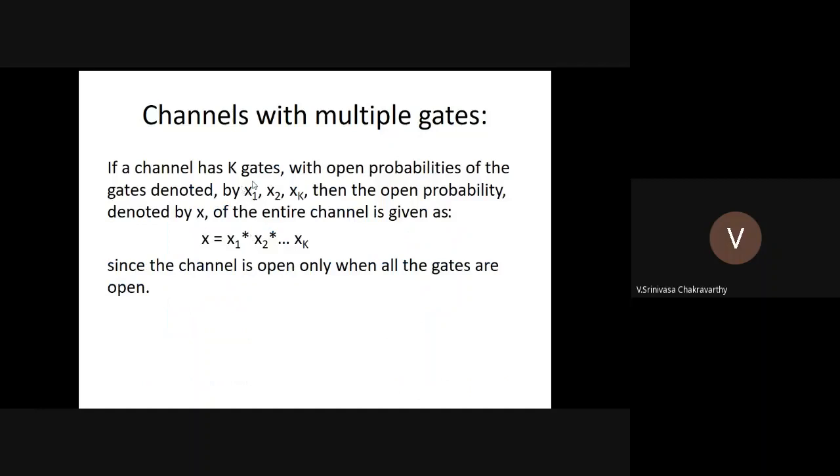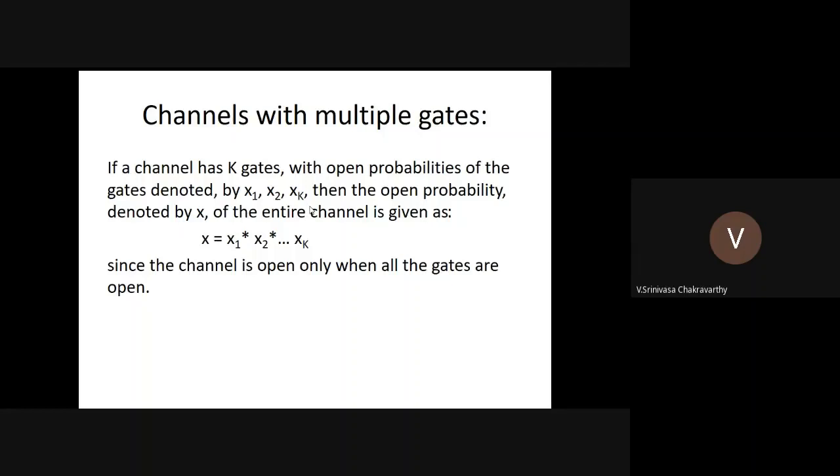So if a channel has k gates, with that kind of abstraction, let us define channel open-close dynamics like this. Imagine a channel has k gates, and the open probabilities of all the gates are given by x1, x2, up to xk. Earlier we used the word fraction of ion channels which are open. Now the fraction can also be interpreted as a probability, which is what we are doing now when we move over from the channel to the gate level. Each of the gates inside a channel has an open probability associated with it. So x1, x2, xk are the open probabilities of different gates inside the channel.